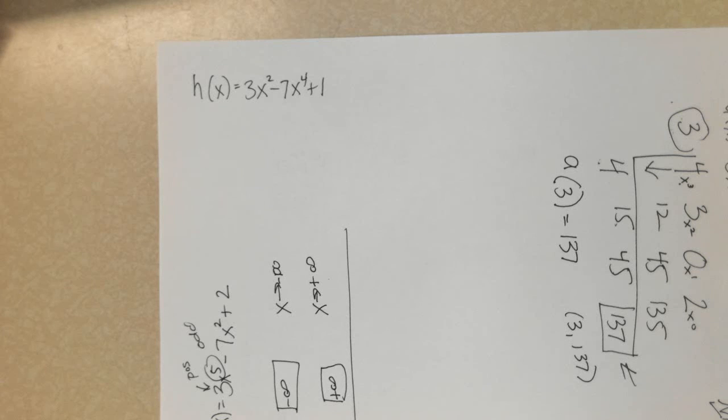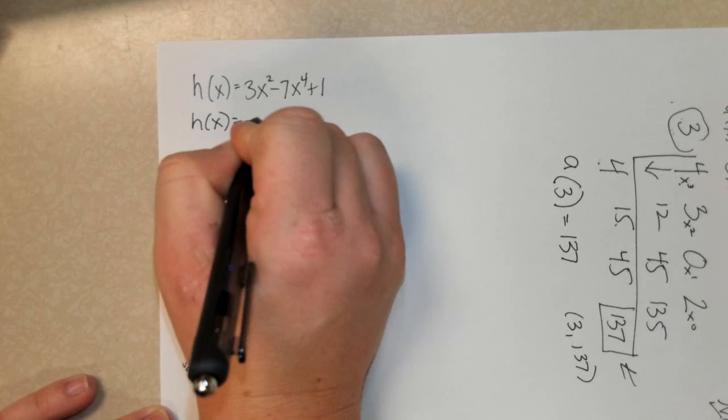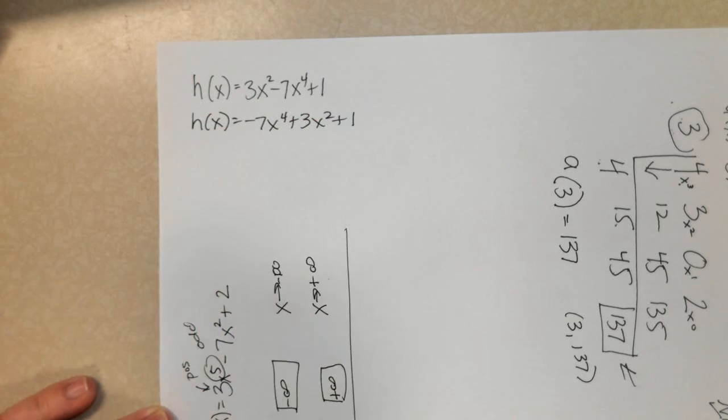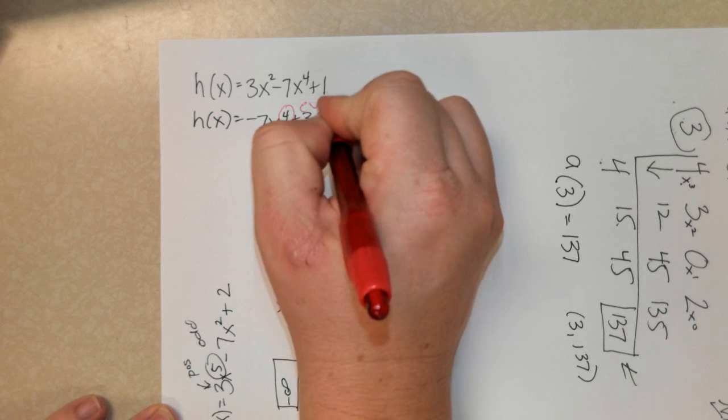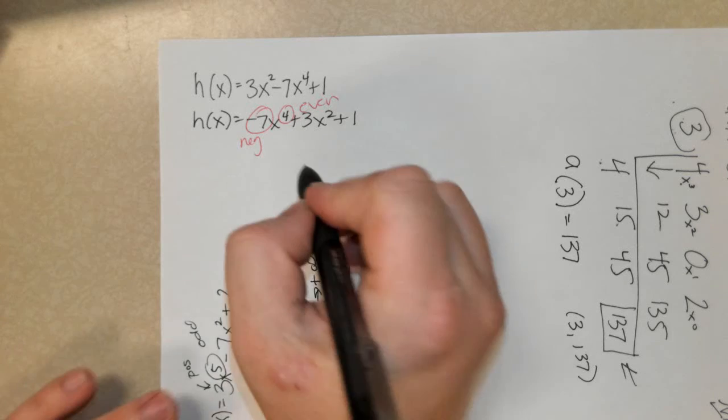For this polynomial, the exact same thing. Is it even or odd? What's the leading coefficient? And how does that, without having to graph things, how can I predict the end behavior, just like the last problem? Well, notice that this is not in standard form, so I'm going to write it in standard form. And then I'm going to assess. So this is an even degree function with a negative leading coefficient.